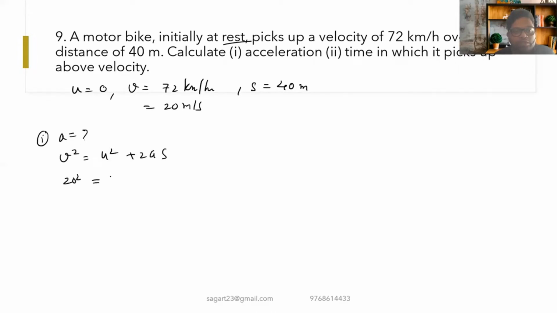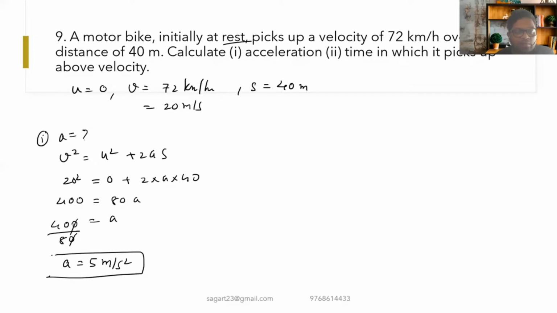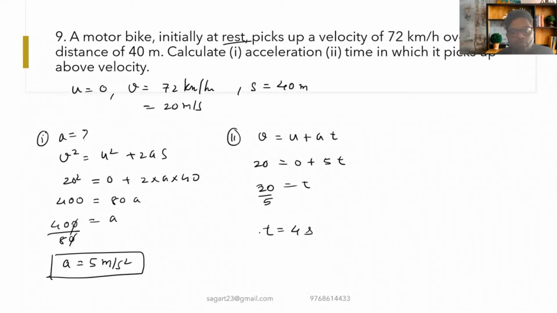So this is 20 square equals 0 plus 2 into a into 40. So this is 400 and this is 80a. Okay, so a will be equal to 5 meter per second square. And the next thing they need is time. So v is equal to u plus at. So we have 20 is equal to 0 plus 5t. And t will be 20 upon 5. So that will be 4 seconds.